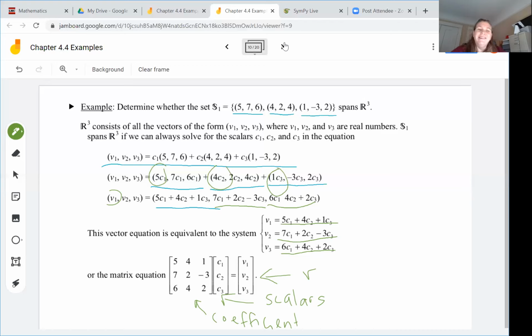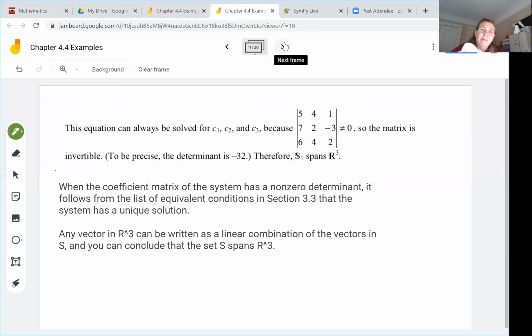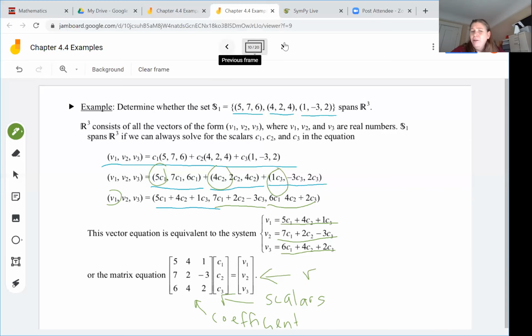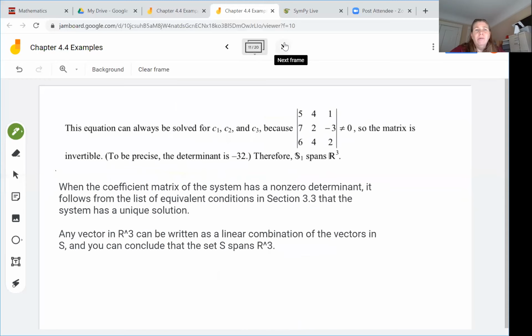All right, now we're not going to be able to type this into SymPy because we don't have a set of solutions for v1, v2, v3 that we're specifically solving for. We're trying to determine whether this set spans R3. So we need to think about, well, can this equation be solved or not? So think back to Theorem 3.3. So we are able to say that this equation can always be solved for c1, c2, c3 because the determinant of the coefficient matrix is not 0.